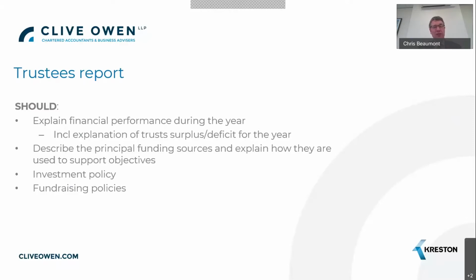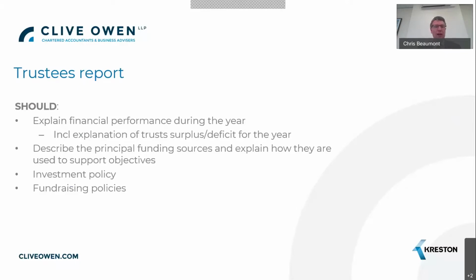It might be you haven't had any SIF income for a while, but you've got large depreciation going through because of the buildings, and therefore just giving an explanation of, excluding those depreciation on land and buildings, this is what the underlying performance of the trust is.